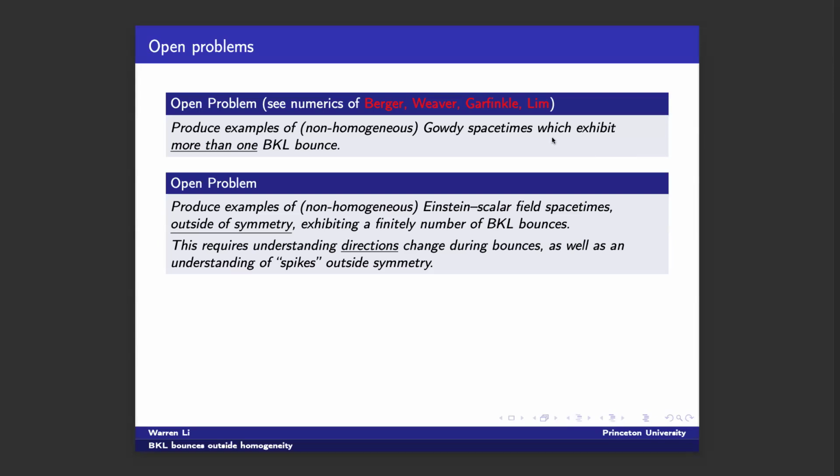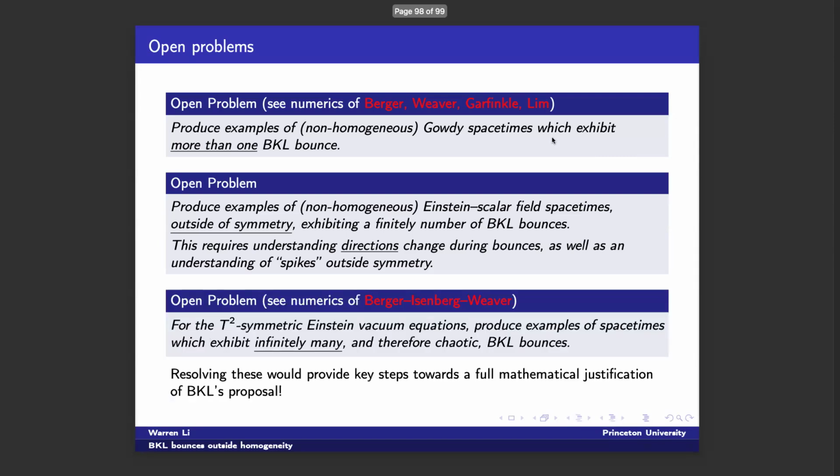The new difficulty here is, of course, that the system of ODEs gets much bigger. It's a larger dimensional system, and in particular, it has to encode how the actual frame, like the one forms, change during bounces. Also, what's not really understood at all is what the analog of spikes is outside of symmetry.